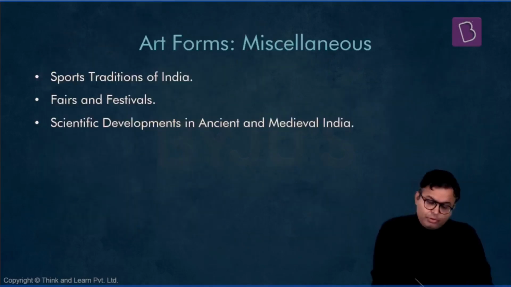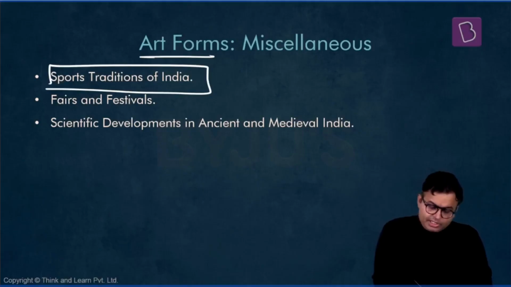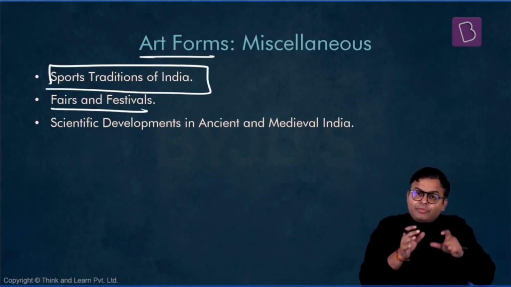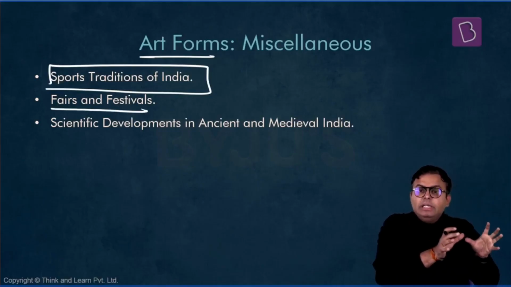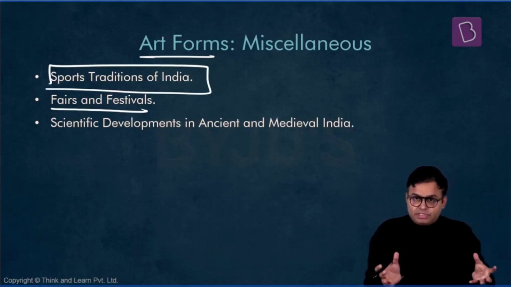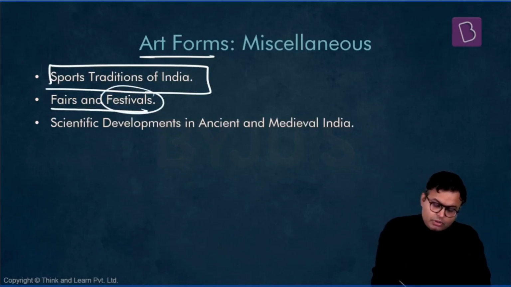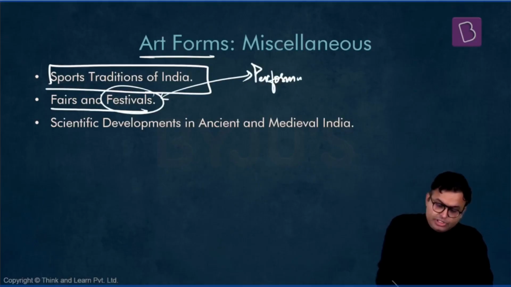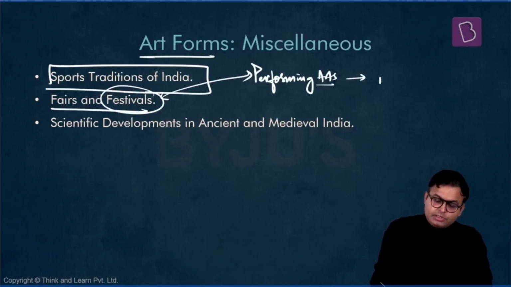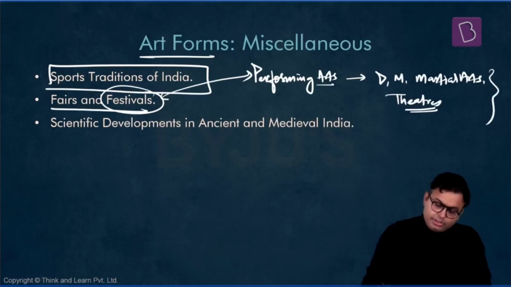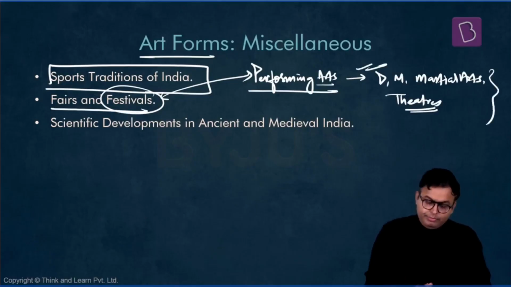while also preparing and doing everything from our standard source. Art forms miscellaneous, we'll be talking about the sports tradition in India. Fairs and festivals. Correlate festivals with the society and also the belief system. And we will also correlate festivals with various performing arts, such as martial arts, theaters, dance, music. So let us try to correlate all of them.